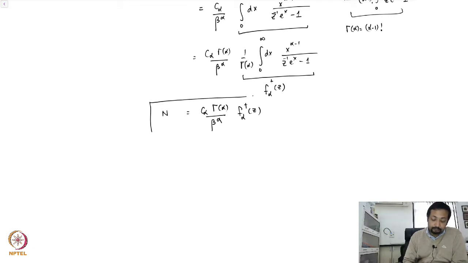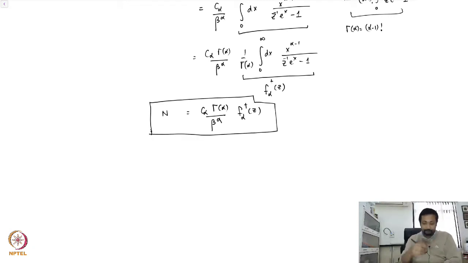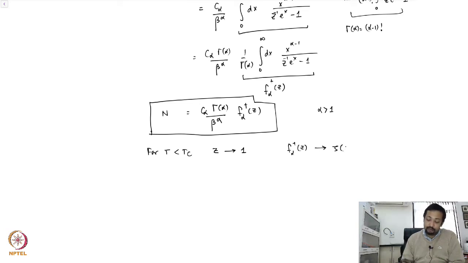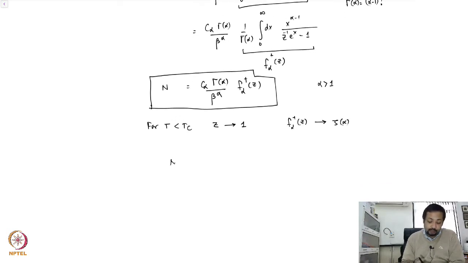Of course, it's just two steps now. If I say that α is greater than 1, then it follows that for T less than T_c, my fugacity hits the value 1, in which case f_α^+(z) goes to ζ(α), so that I can use this to determine the critical temperature at which the condensate is going to appear, and that is given by β_c C_α raised to the power α ζ(α).